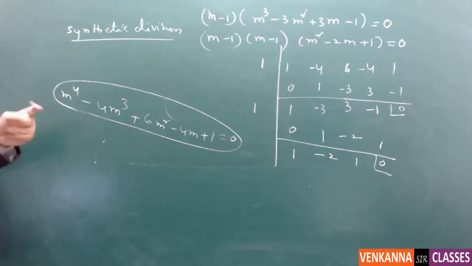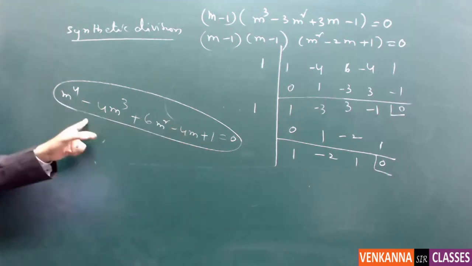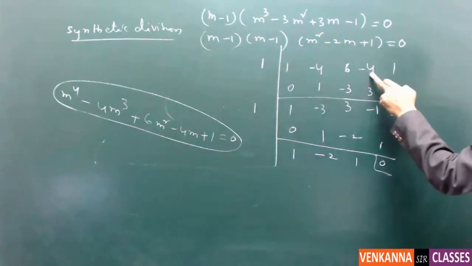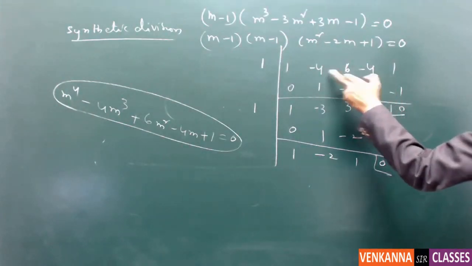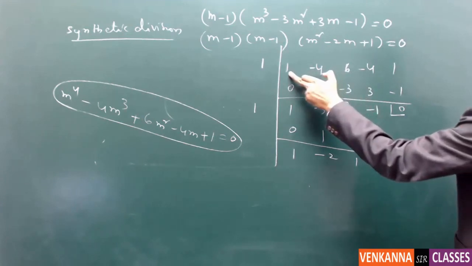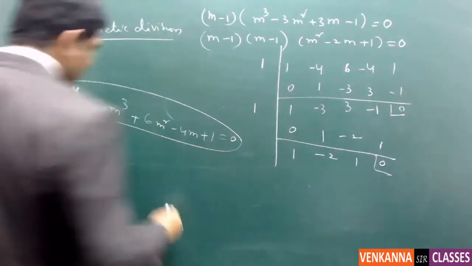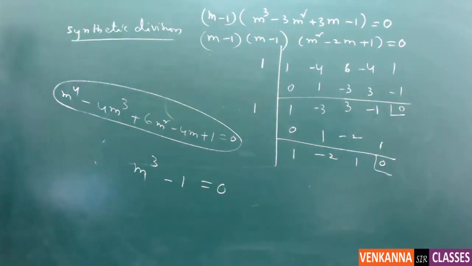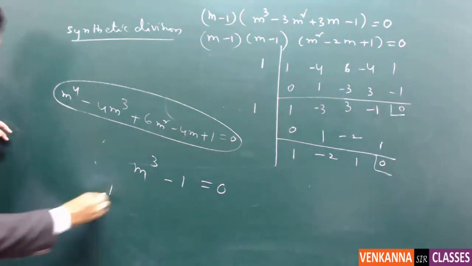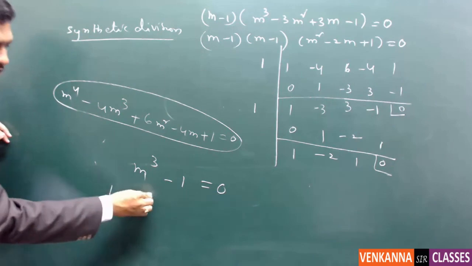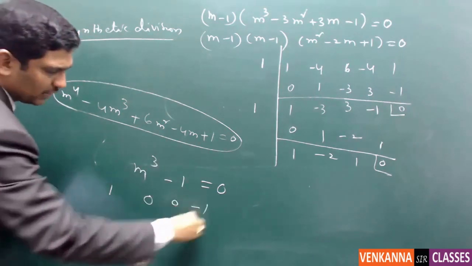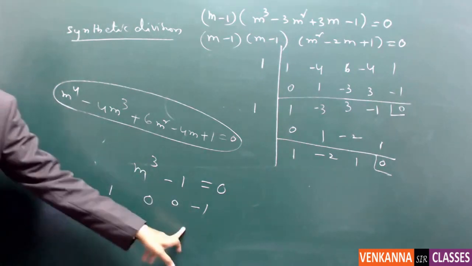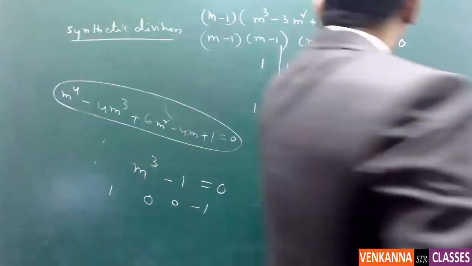I have substituted 1 in place of m so that I got 0. Now I have written the coefficients in the order. See, constant, x coefficient, x square coefficient, x cube coefficient, x power 4 coefficient. However, if it is like this, m cube - 1 equal to 0, in such cases, cube coefficient is 1, square is not there, 0, x is not there, 0, -1. We have to write in the order, highest power to the constant, we have to write like this. So here, everything is written in order.